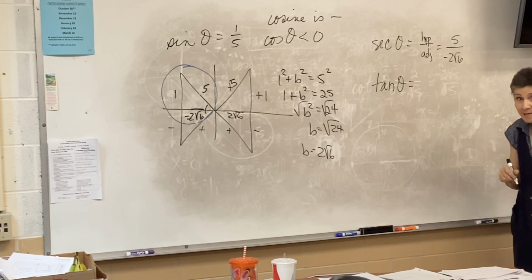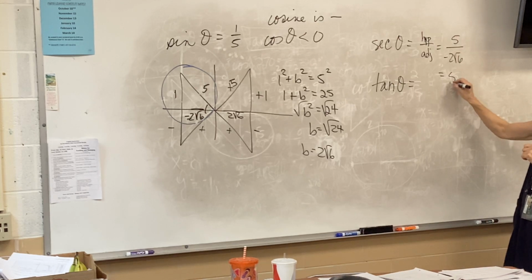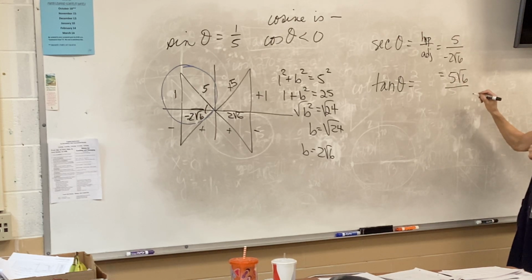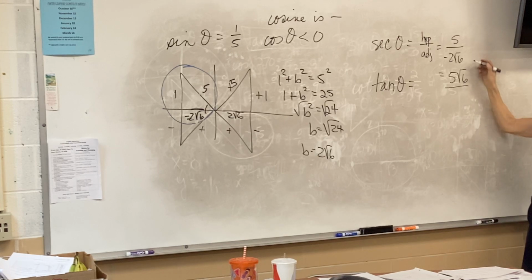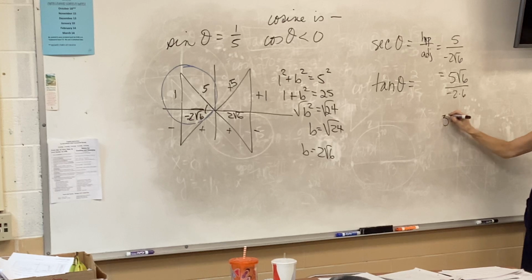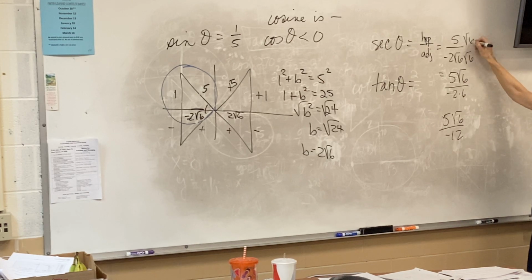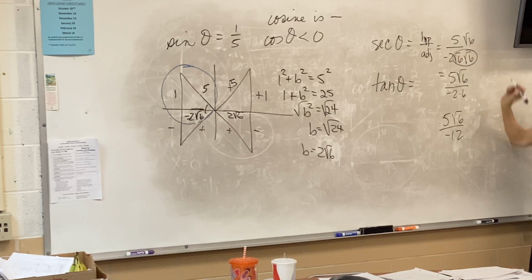Now let's not freak out about this. The √6 is going to have to go to the top. And then on the bottom, I'm going to have a plain 6. So my bottom is negative 12, 2 times 6. Because when I multiply top and bottom by √6, this makes a 6, times 2 makes 12. There's your secant.